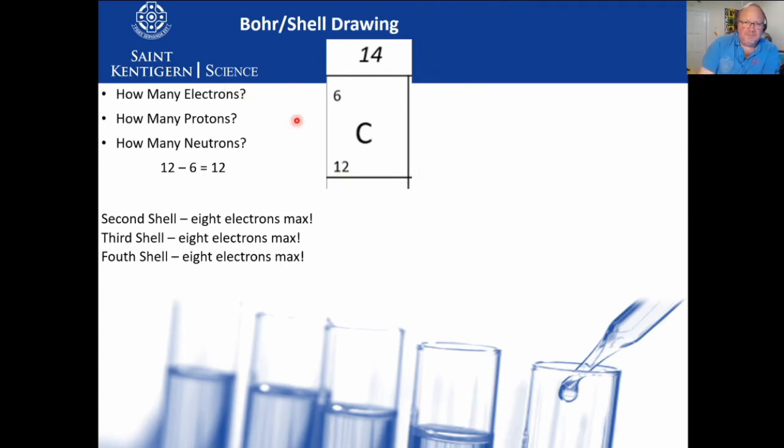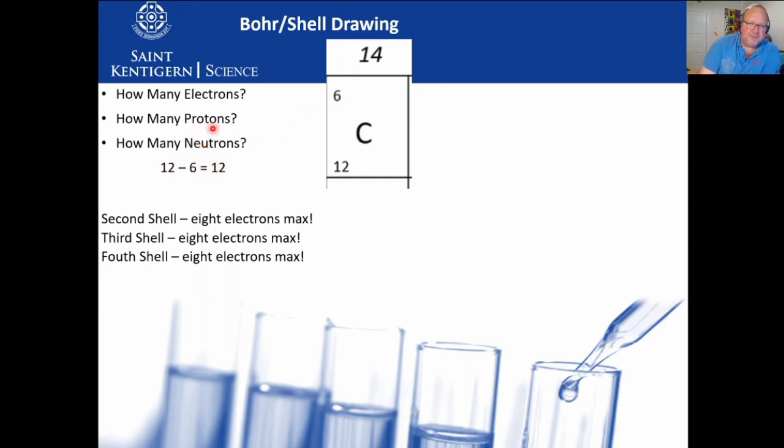Alright, so let's do that again. When you look at this picture, how many electrons? We look at the atomic number. How many electrons? 6, yeah. How many protons? 6, because if it was a different number of protons, it would be a different element. Now, how many neutrons? 12 minus 6 is not 12. Wow, sir, you do such amazing math. Your PowerPoint is wrong. What is 12 minus 6? It's 6.